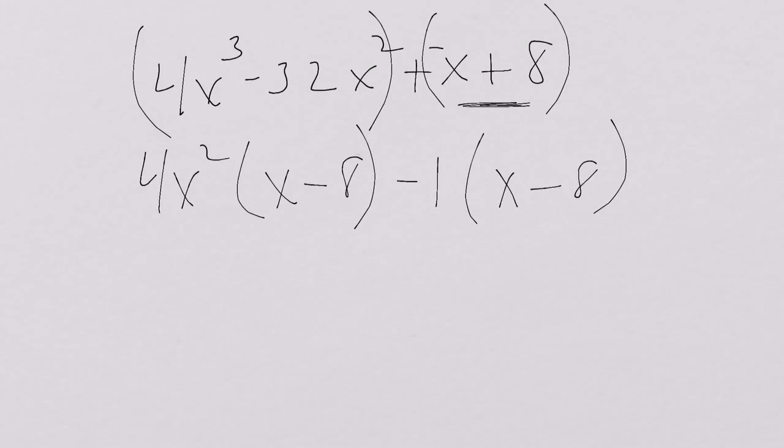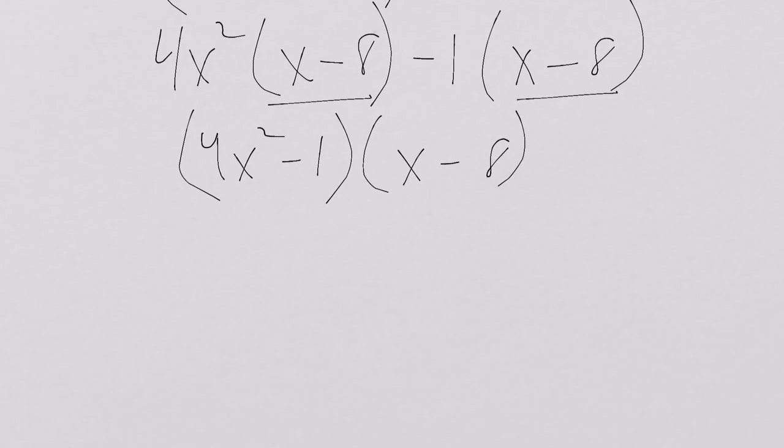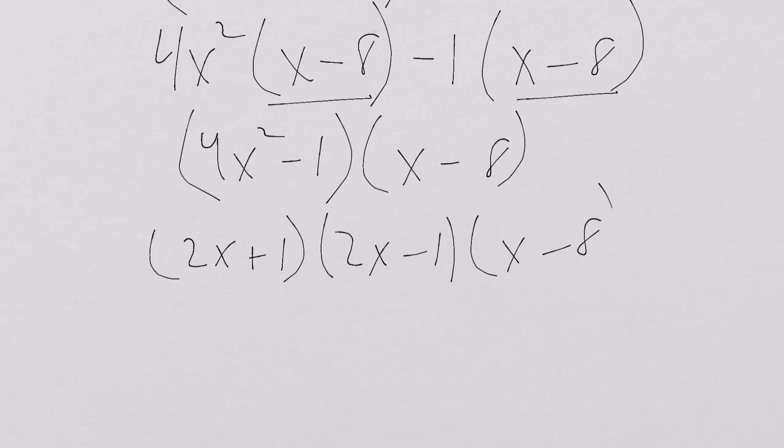So now I can do a factoring by grouping. These are the same piece, so it's just the coefficients of that common term, and then x minus 8, the common term. Now 4x squared minus 1, that is something, that's the difference of squares, so I could factor that. That would be a 2x plus 1, a 2x minus 1, and then an x minus 8.